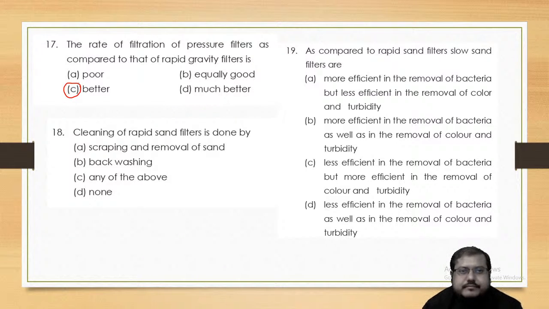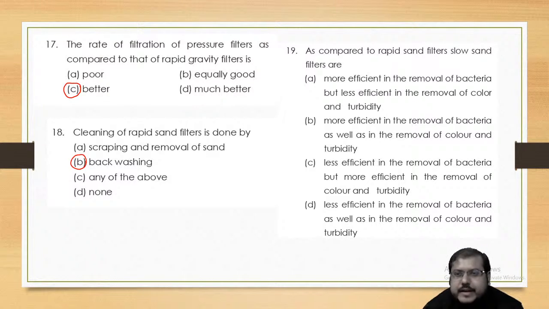Question number 18. Cleaning of rapid sand filter is done by backwashing process. Question number 19. As compared to rapid sand filters, slow sand filters are. 4 options are provided. More efficient in removal of bacteria but less efficient in removal of color and turbidity. It's true.